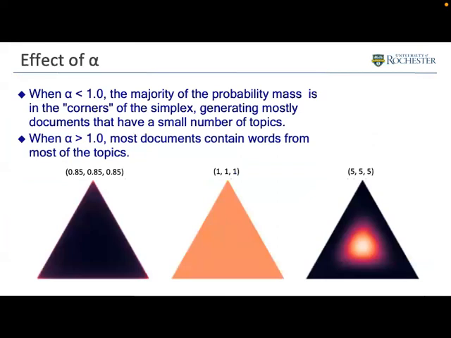By saying concentration, I mean if the alpha is smaller than 1, then the majority of the probability mass will be in the corners of the simplex. This is a visualization of when the alpha is smaller than 1. In other cases, if alpha is larger than 1, then most documents will contain words from most of the topics. That means it will have more diversity.